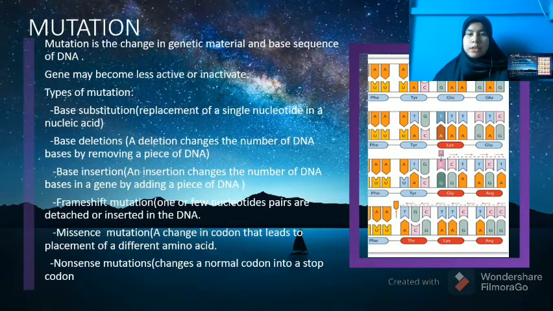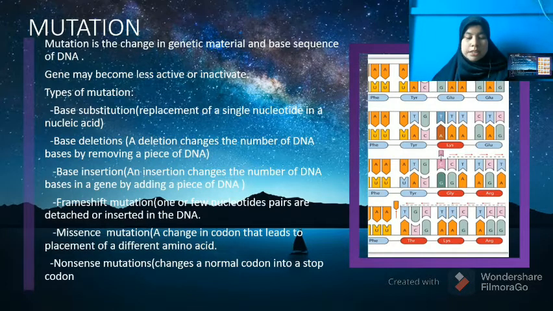So the next one is mutation. Mutation is a change in the genetic material and base sequence of DNA. A gene may become less active or inactive. There are several types of mutation. The first one is base substitution, which is the replacement of a single nucleotide in a nucleic acid.